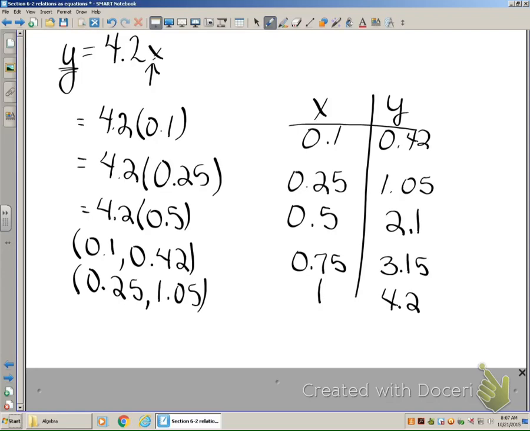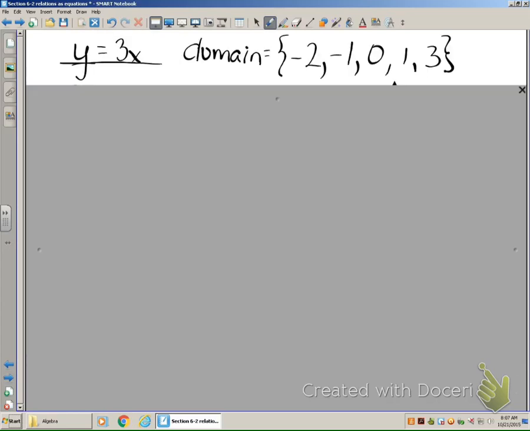I can plot each one of these ordered pairs. Those are ugly. I don't want to plot those. Those are decimals. Let's look at one that's a little more simple. Say I have y equals 3x, and I tell you the domain is -2, -1, 0, 1, and 3. I want you to find a set of ordered pairs that is true for this equation that we can graph.